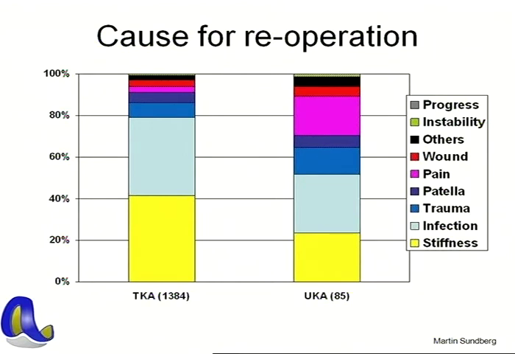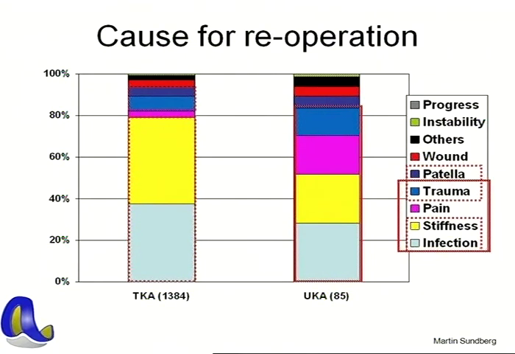And looking at the same way between total knees and uni knees for reoperation, the causes for reoperation are not that different. Stiffness, infection, trauma, and patellar problems are dominating with more than 90% of the reoperations in the total knees. And in the uni knees, pain is also a dominating factor for reoperation, and it might seem strange that stiffness is the second most common reason for reoperation. You might expect that they have a better range of motion.